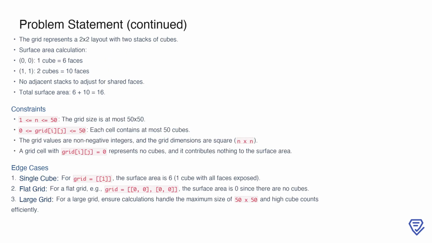In the third example, the grid is a 2 by 2 layout with stacks at diagonal positions. The values are 1 and 2, and the stacks are at 0, 0, and 1, 1. For the stack at 0, 0, we have 1 cube contributing 6 faces. For the stack at 1, 1, there are 2 cubes, contributing 10 faces, 6 for the first cube and 4 for the second. Since there are no adjacent stacks, there are no shared faces to subtract. Therefore, the total surface area is simply 6 plus 10, which equals 16. This example highlights how the absence of adjacent stacks simplifies the calculation, as there are no adjustments for shared faces.